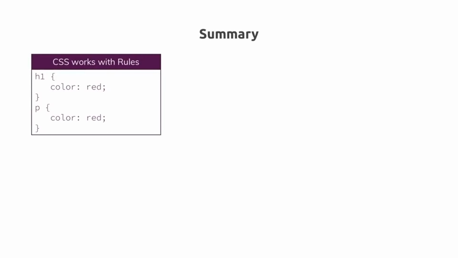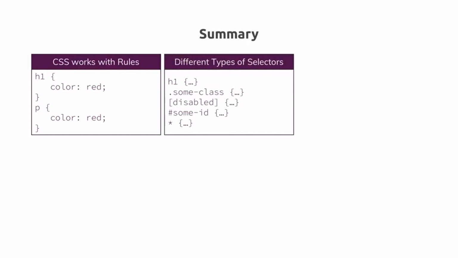So that's it for this module. Here's what you learned. You learned that CSS works with rules, which look like this. You have a selector, a property, and a value for the property. You learned that there are different types of selectors. Element selectors like H1, class selectors with custom created classes, attribute selectors, which we haven't used yet, but which we at least touched on, ID selectors with custom IDs, and the universal star selector.